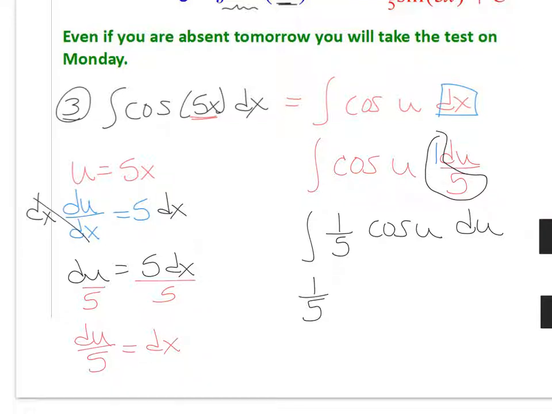The coefficient carries down. The antiderivative of cosine is sine plus c. And then as a last step, I'm going to plug back in the u that we chose in the very beginning up here, which is 5x.